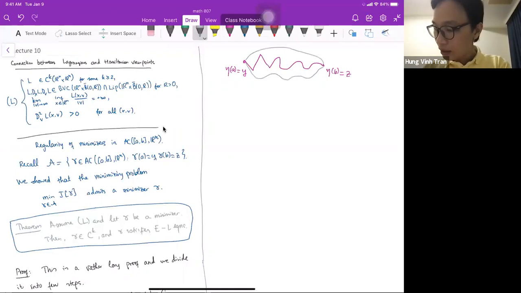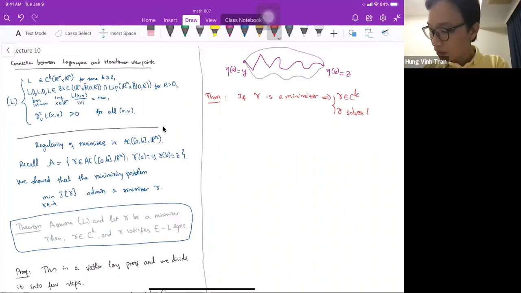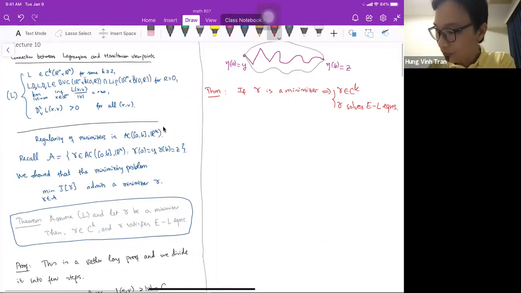But eventually, it turns out that we can prove that, again, the theorem says that if gamma is a minimizer, then gamma is C^k, and gamma surely solves the Euler-Lagrange equation. That's going to be the theorem we try to prove today. And there are some steps where I'm going to be a bit sketchy, not too much. So that's the setup.